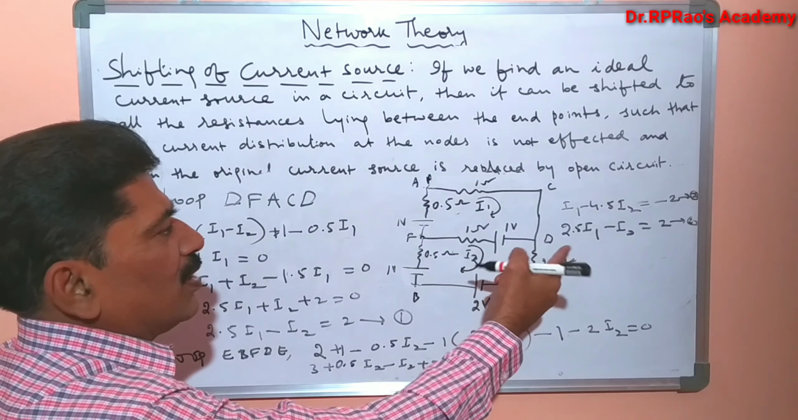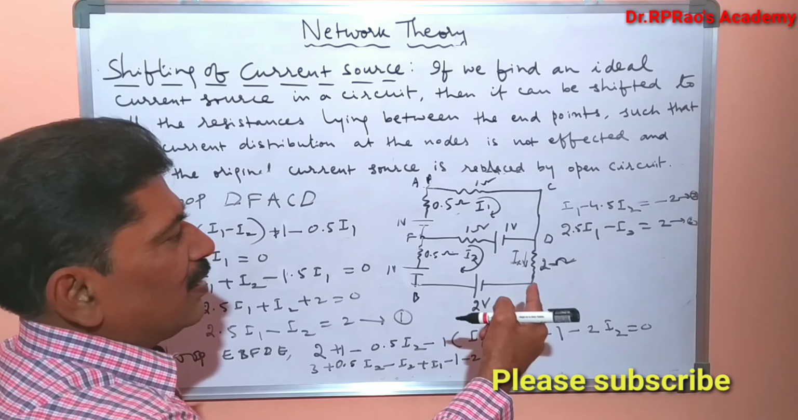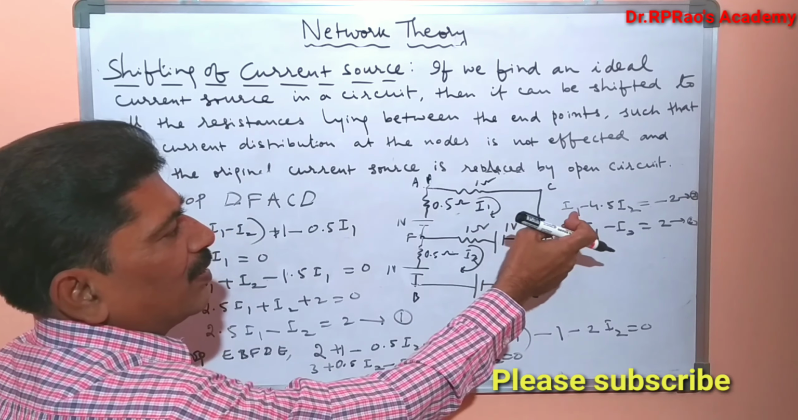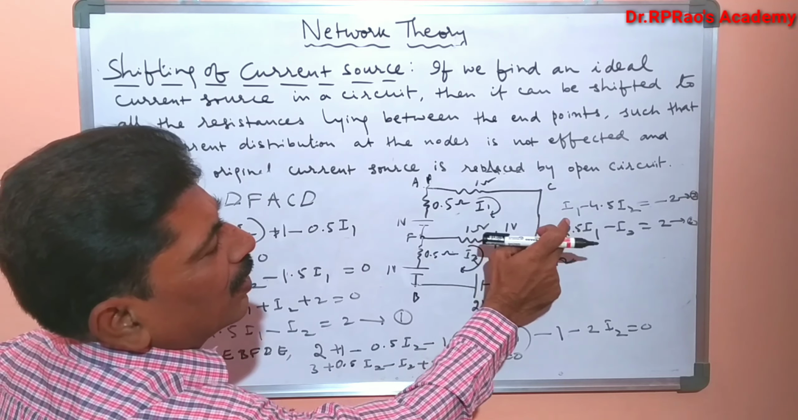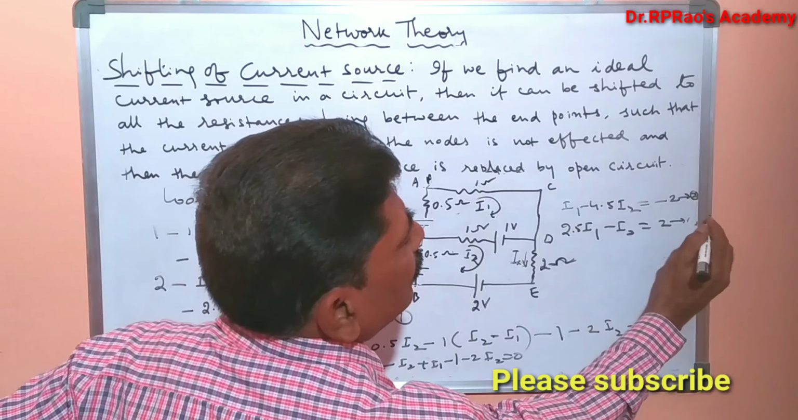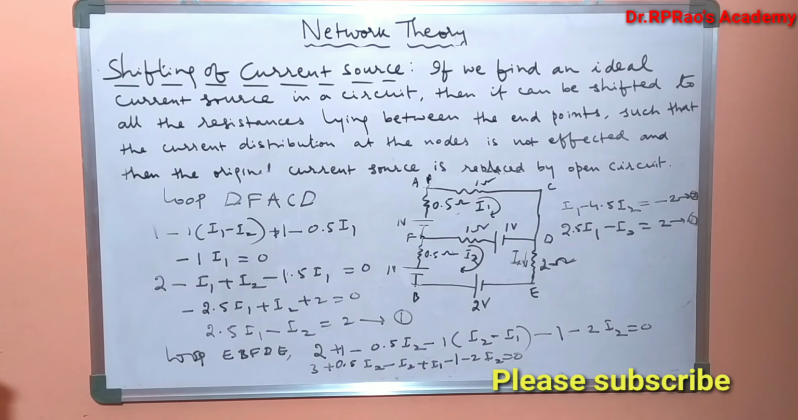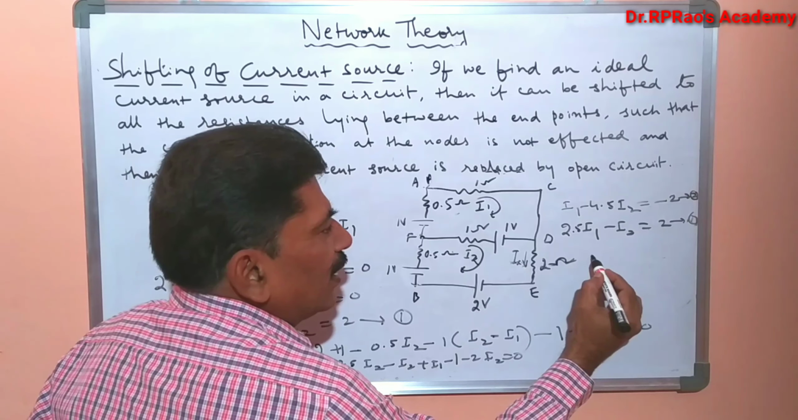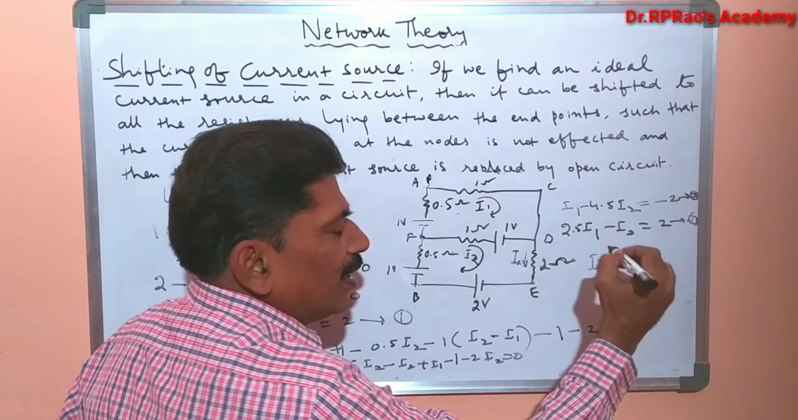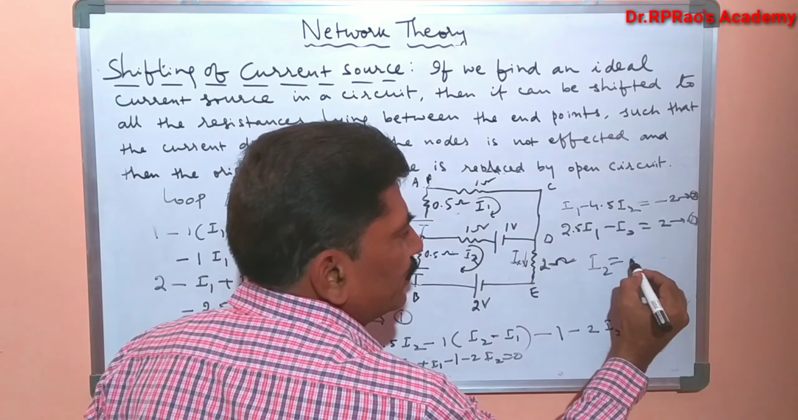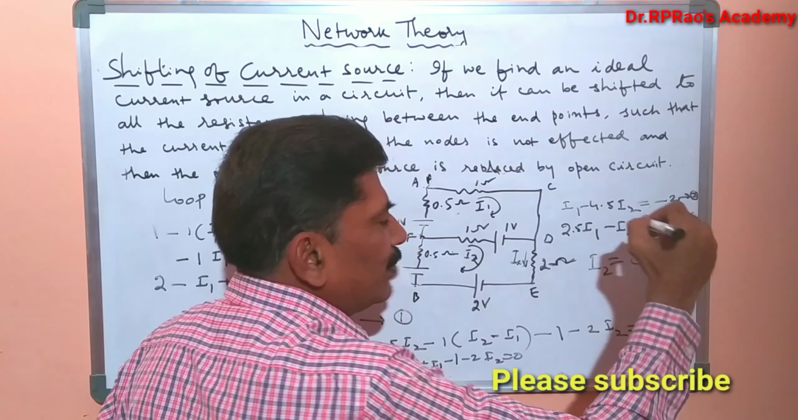Since there are two unknowns and two simultaneous equations, we can use Cramer's rule, or you can multiply equation 1 or 2 by 2, and then subtract, and that way also we can find out I2 and then I1. Okay. After calculating that, the I2 value will be 0.9 amperes.